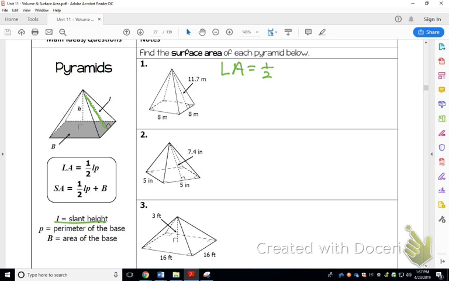And, okay, so then what is our slant height? And what is the perimeter of the base? 30. So you can multiply all that out. $187.2.